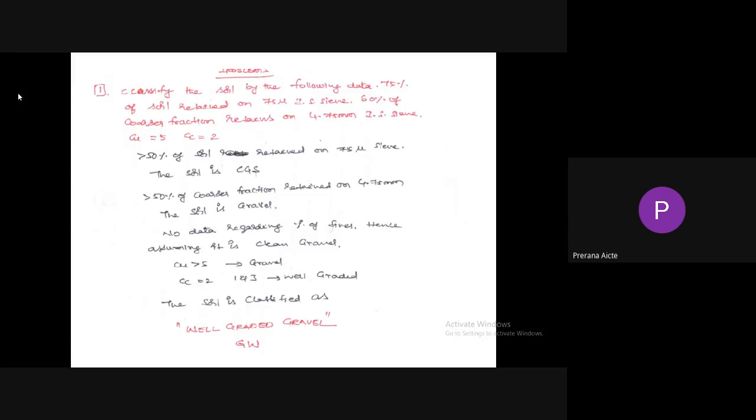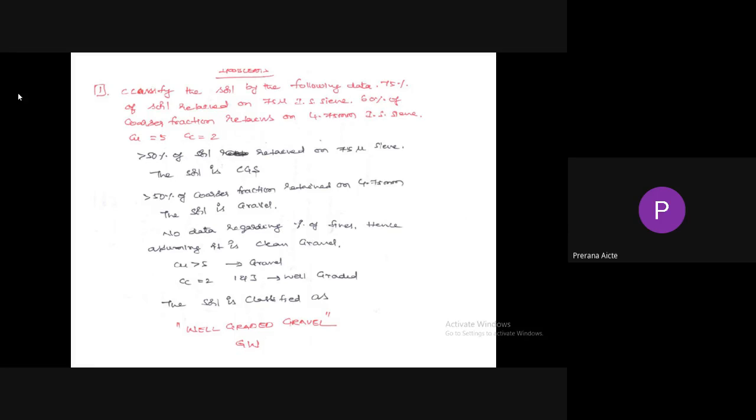So let us see how to classify a problem. Classify the soil by the following data. 75% of soil retained on 75 micron IS sieve. What is the meaning? 75% of soil means more than 50%. So more than 50% of soil is retained on 75 micron IS sieve, so it is a coarse grained soil. From this data, we can identify it is a coarse grained soil.